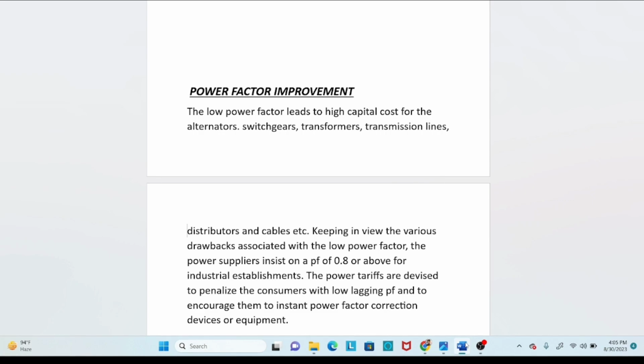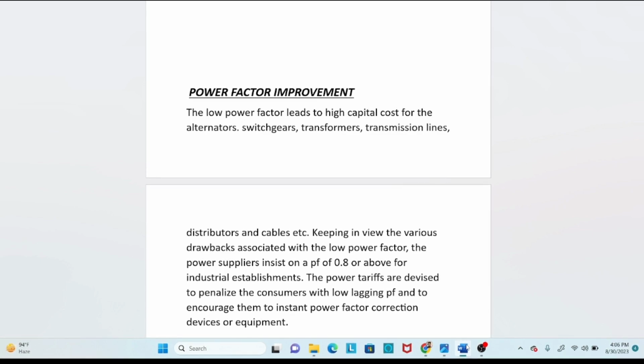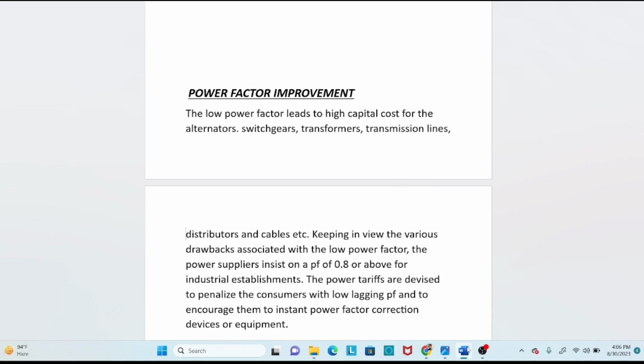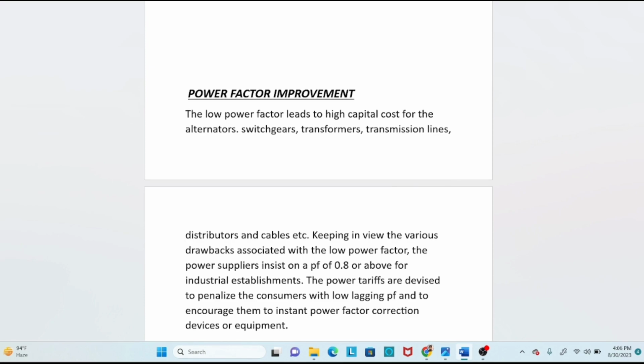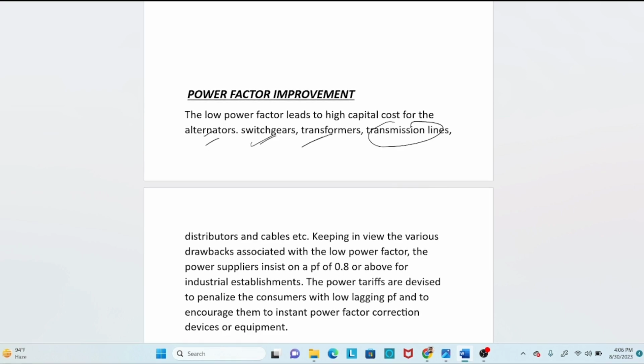Today we are discussing power factor improvement, causes of low power factor, and power factor equipment location. Let's start. First we discuss power factor improvement, why we need it. A low power factor leads to high capital cost for alternators, switchgear, transformers, transmission lines, distributors, and cables, etc.